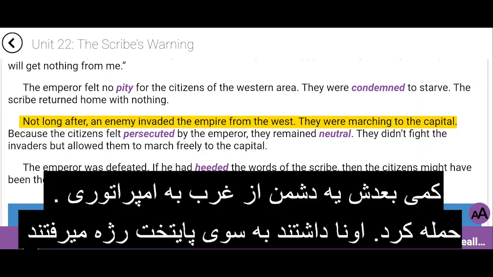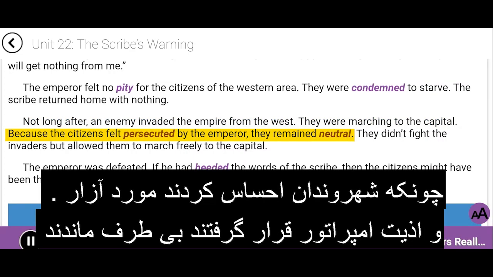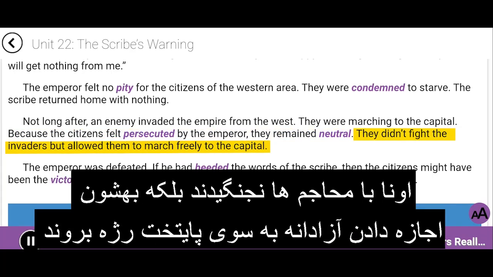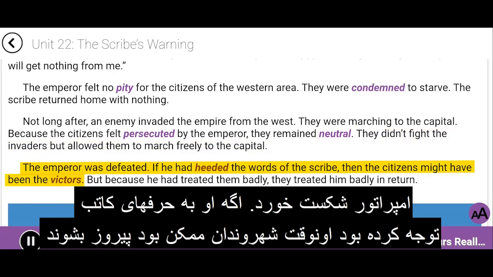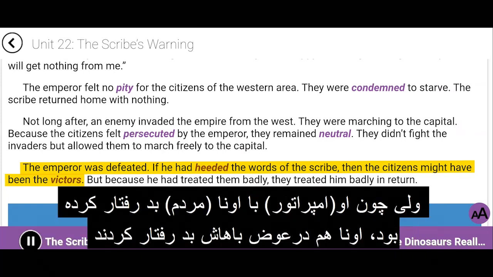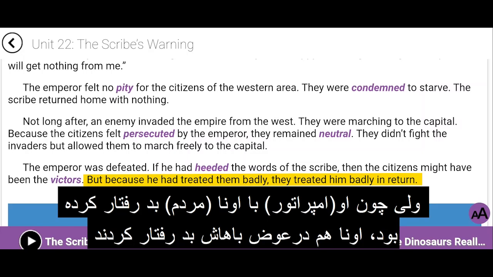Not long after, an enemy invaded the empire from the west. They were marching to the capital. Because the citizens felt persecuted by the emperor, they remained neutral. They didn't fight the invaders, but allowed them to march freely to the capital. The emperor was defeated. If he had heeded the words of the scribe, then the citizens might have been the victors. But because he had treated them badly, they treated him badly in return.